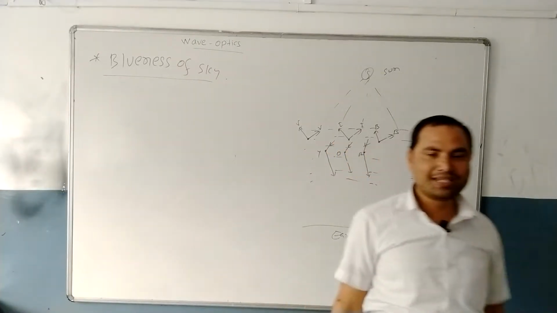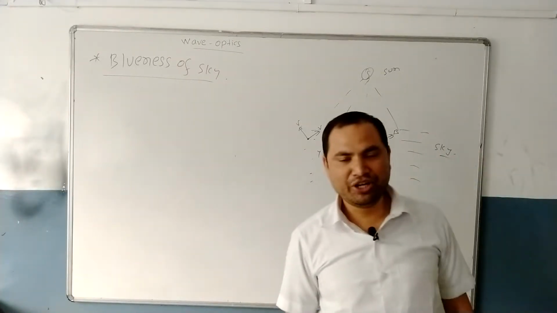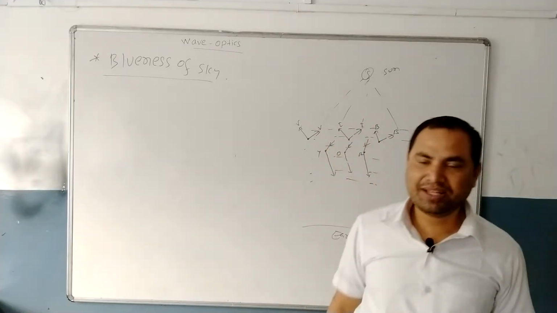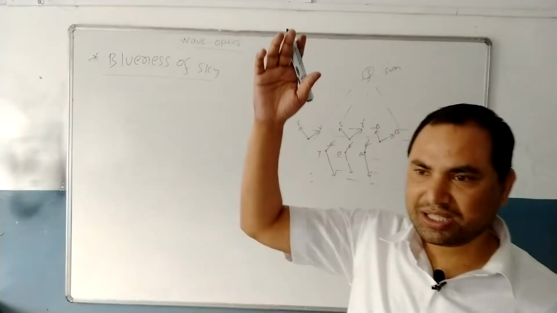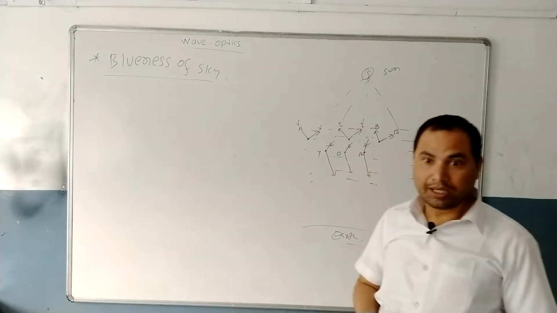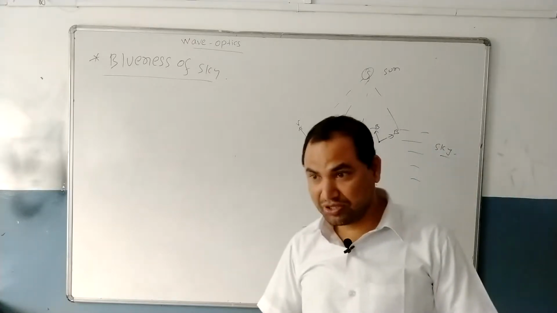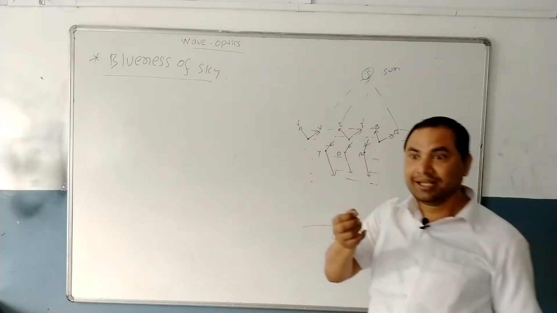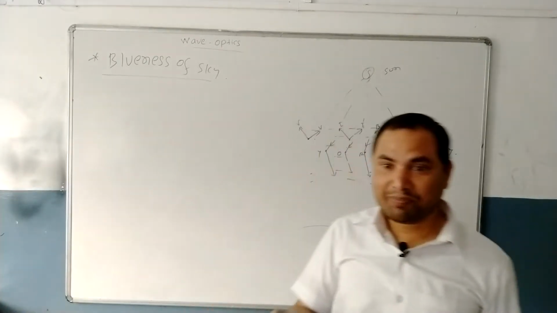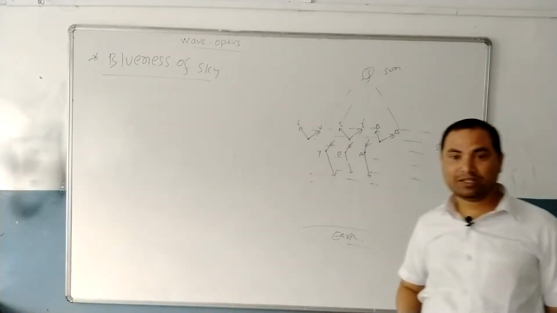I will teach you why the sky looks blue. I am going to give you very good, suitable reasons behind this. When the sunlight comes from the sun to the earth and faces the atmospheric particles, two cases are possible: the size of the particle is greater than the wavelength of light, or the size of the particle is lesser than the wavelength of light.